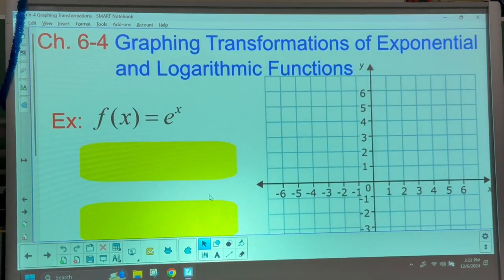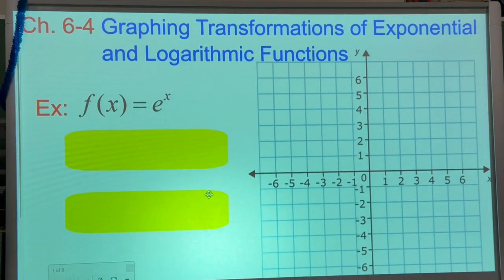All right, welcome back. We are in Chapter 6, Section 4 today. Graph paper is over by the calculators as always. Let's take a look at how to graph transformations of exponential and logarithmic functions. We'll start with e to the x. E to the x is our parent exponential function for e. And then you're going to be changing that around to have other functions also.